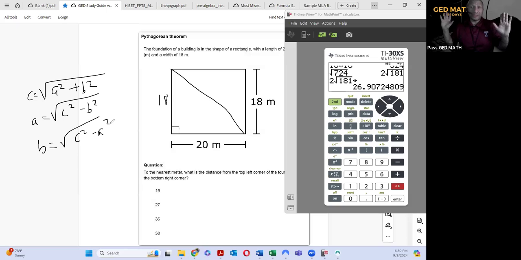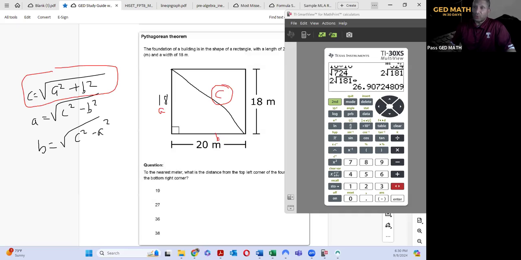If I'm trying to find C, I'm taking the square root of A squared plus B squared. If I'm looking for side A, it's the square root of C squared minus B squared. If I'm looking for side B, it's the square root of C squared minus A squared. So all you are responsible for is knowing that this is A, this is B, and this is C. This is the unknown value. So I'm going to use this formula. Watch what happens.